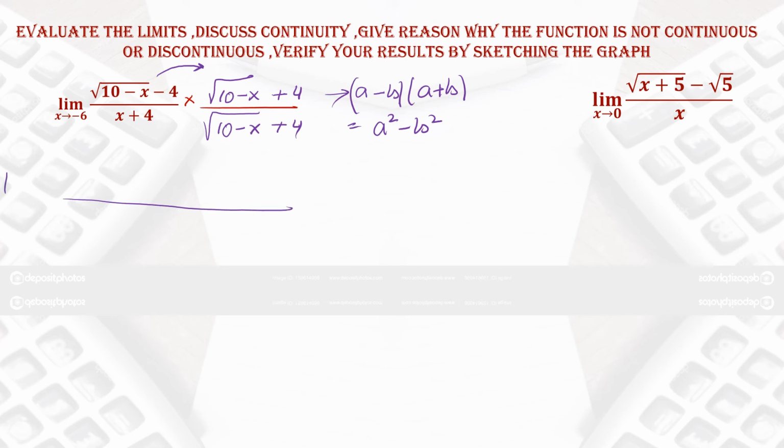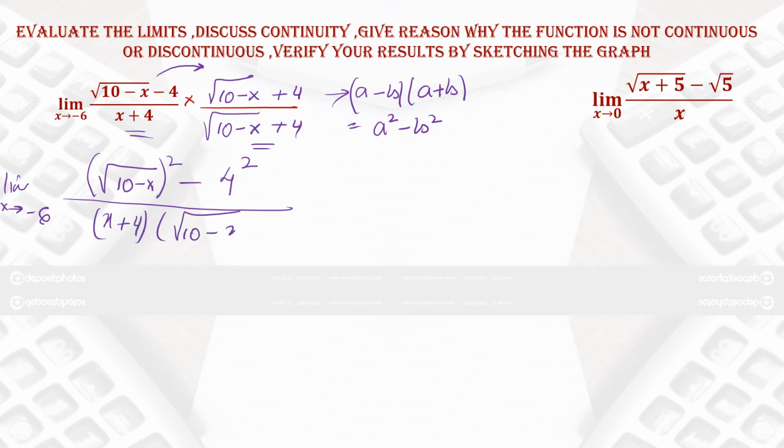So we can write here limit x approaches to negative 6. A square means the first part of the expression with whole square, minus, in the formula, and b square means the second part of the expression with the square. In the denominator, nothing is similar, so just write it in the proper way in brackets. Now solve the numerator and don't do anything with the denominator.